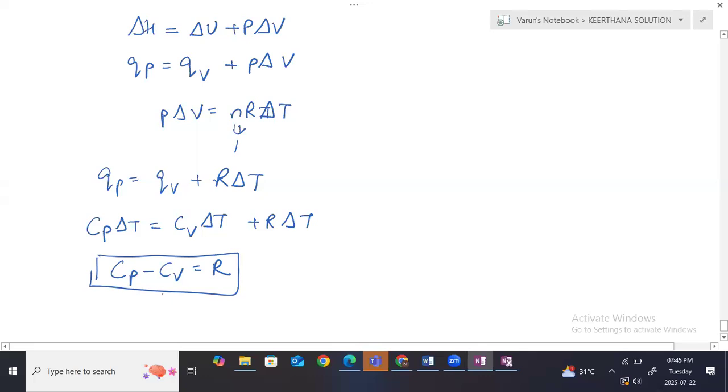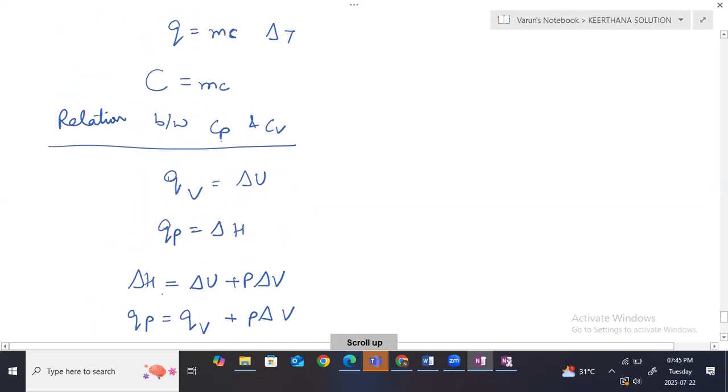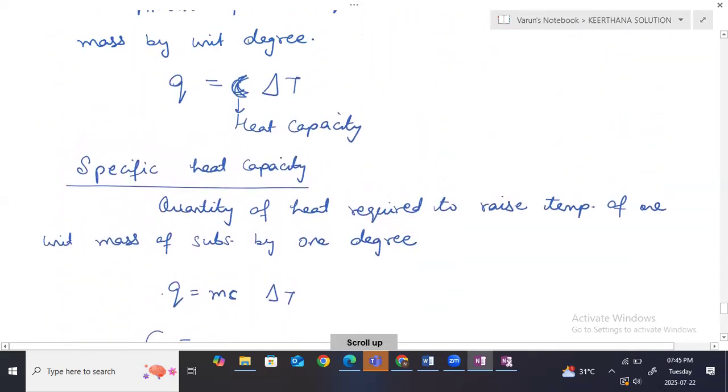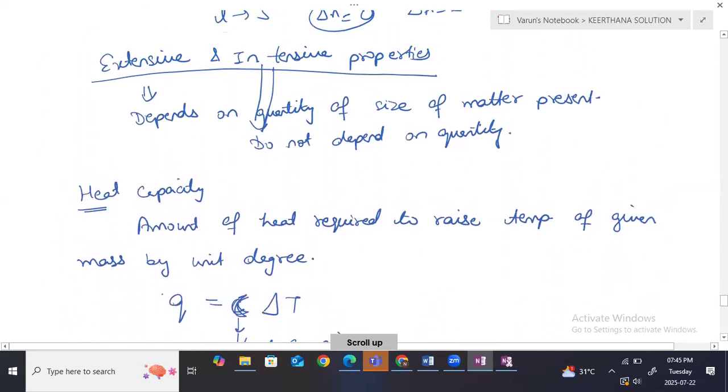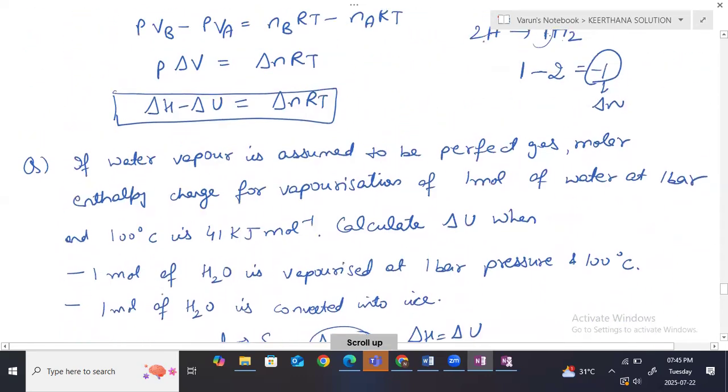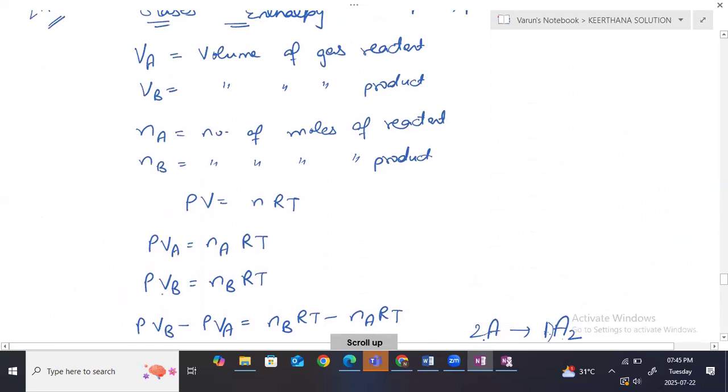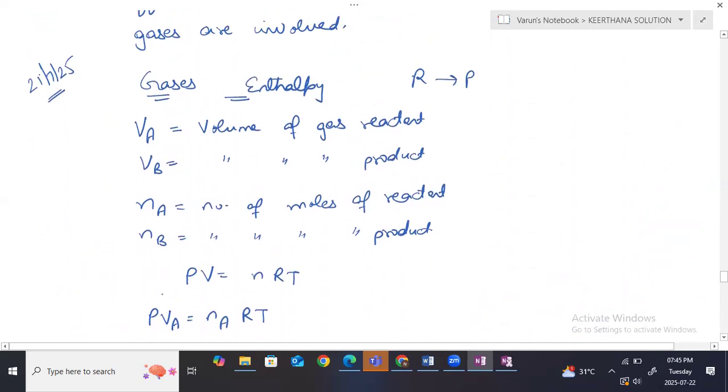Yes, ma'am. Just have a quick revision of it. We will do only this part today. Complete this heat capacity. Okay? Just go through this.